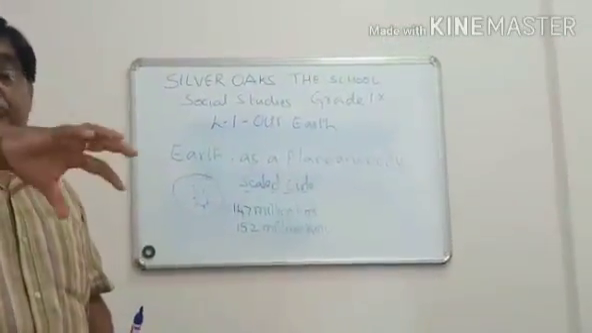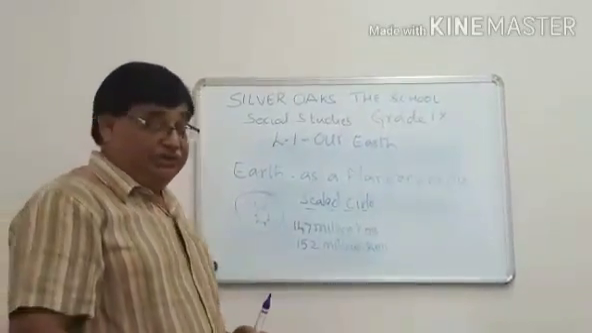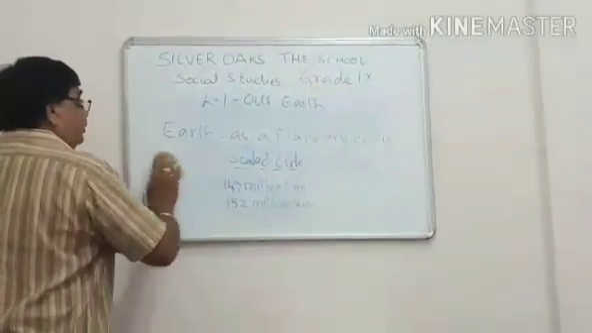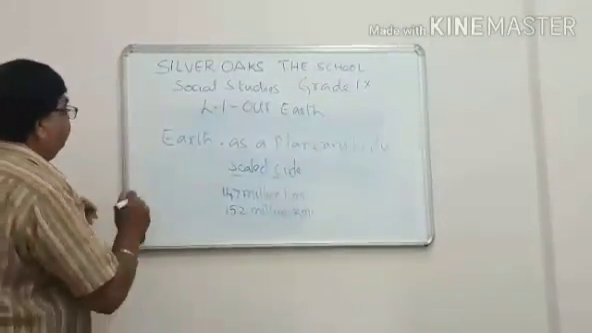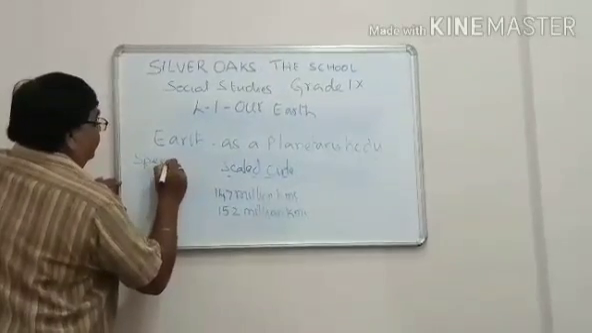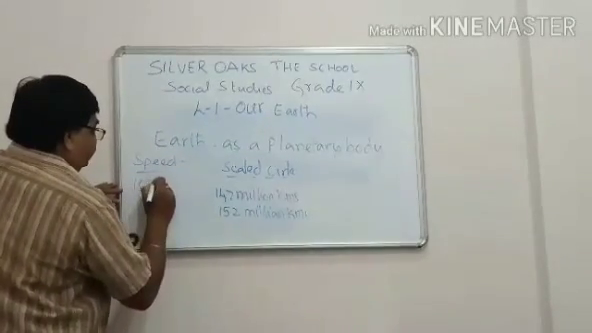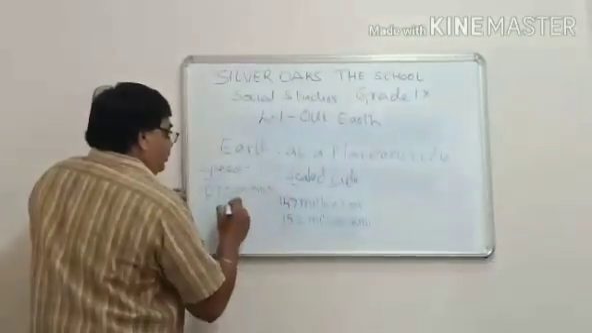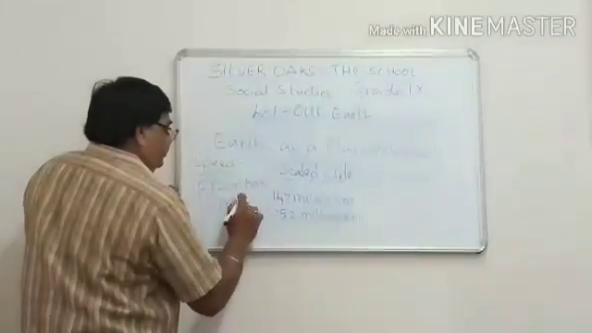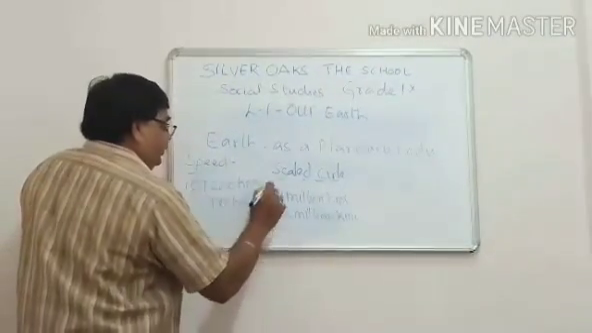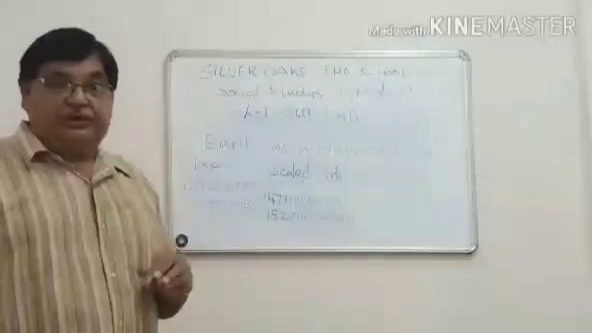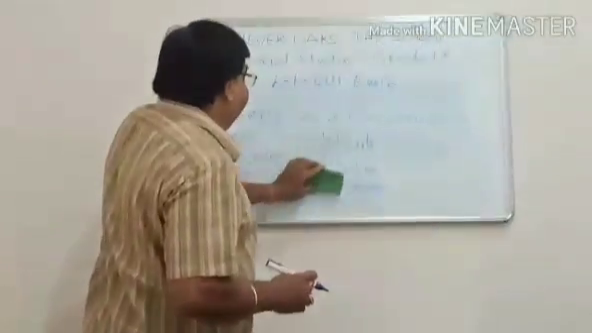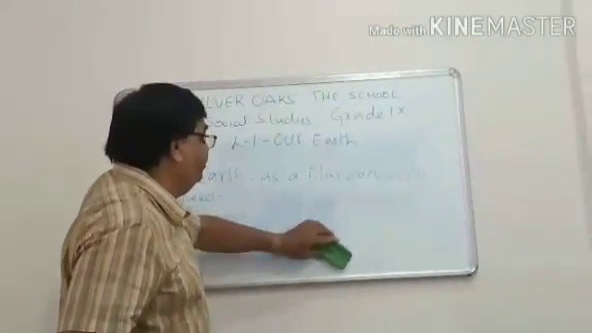Earth is revolving around the Sun with a speed. What is the speed of Earth? Earth is moving with a speed of 107,200 kilometers per hour. With this speed, Earth is revolving around the Sun. Earth takes about 365 days to complete one revolution.